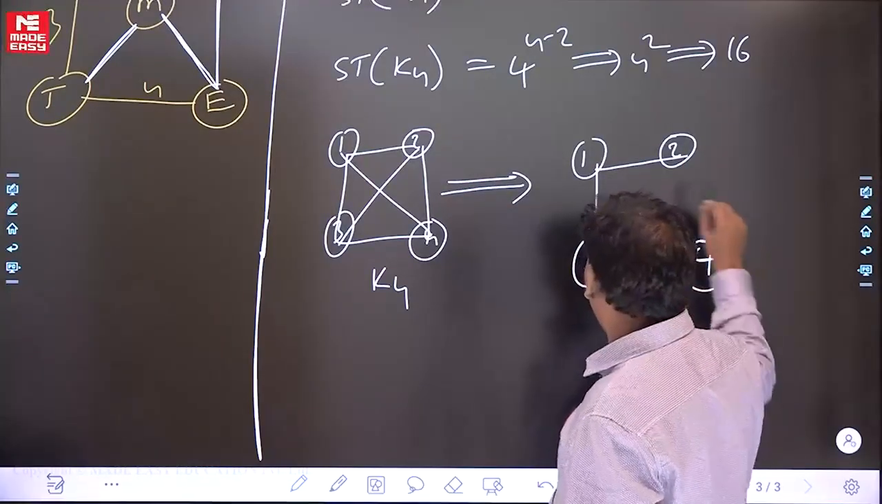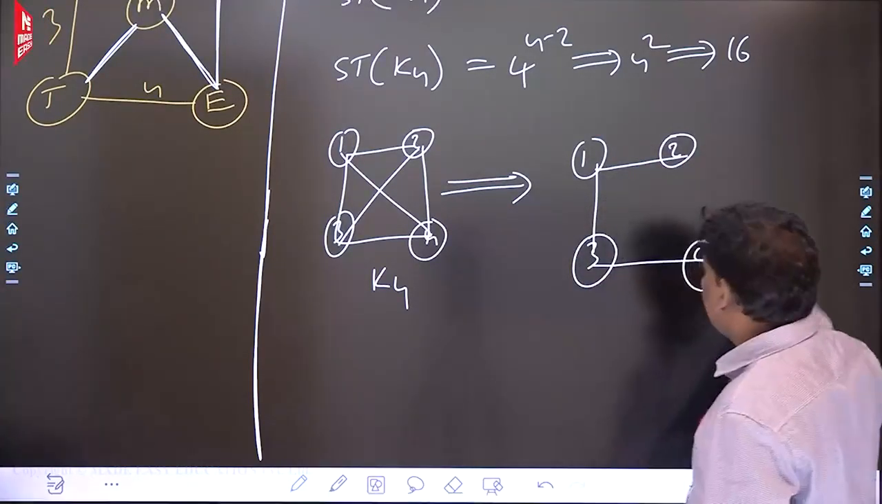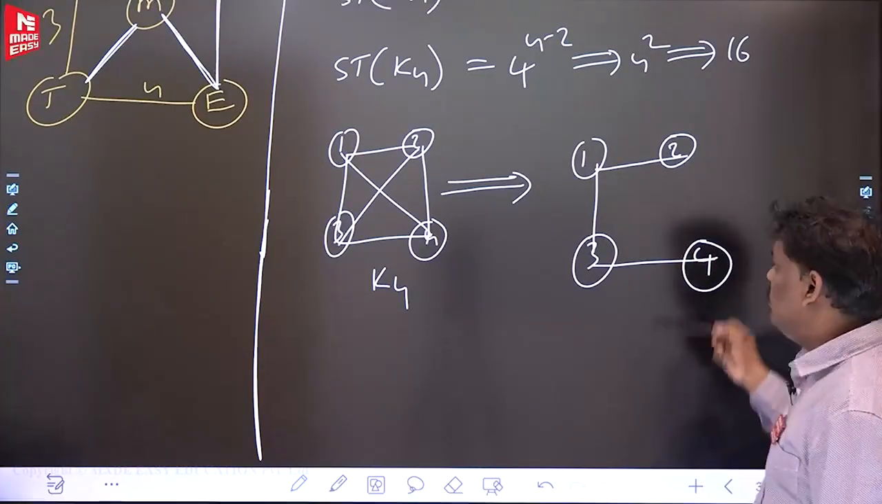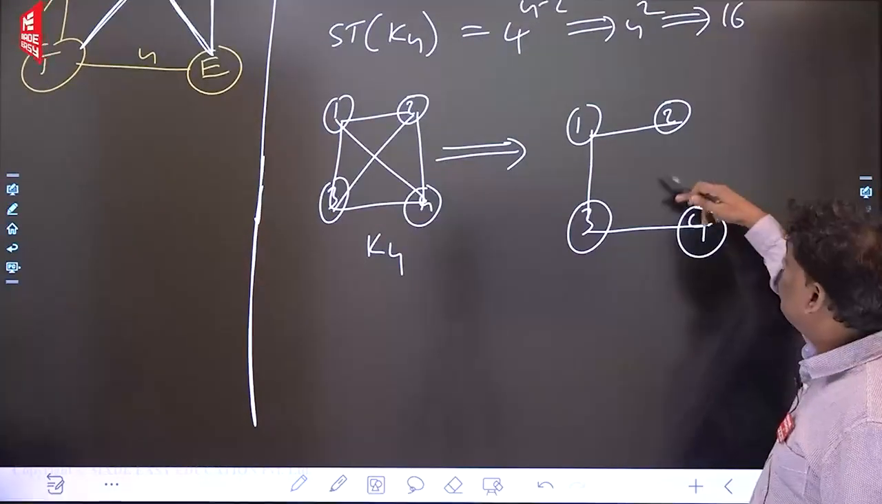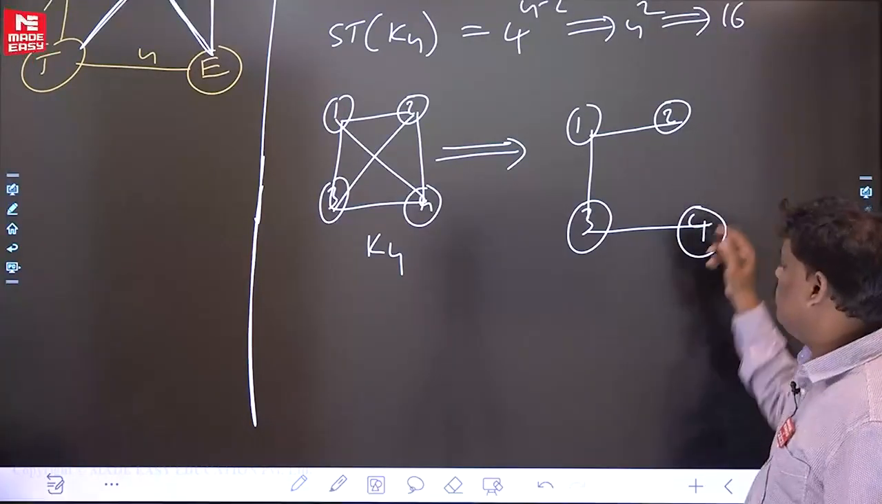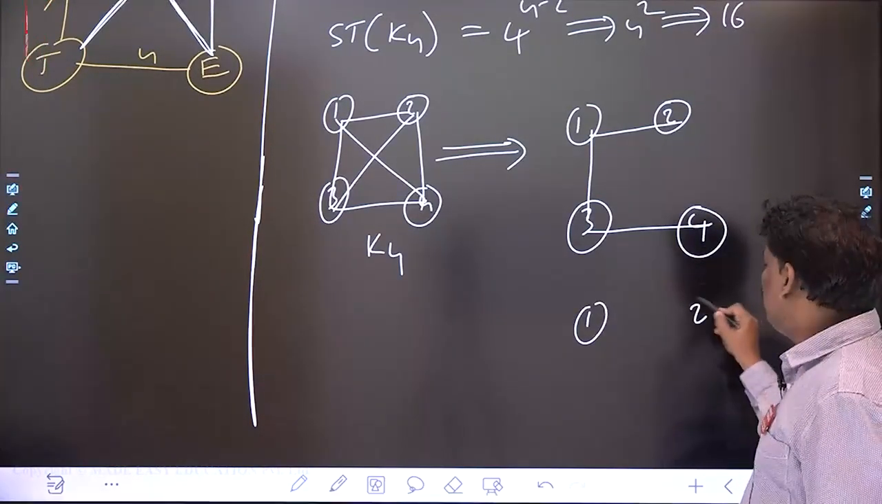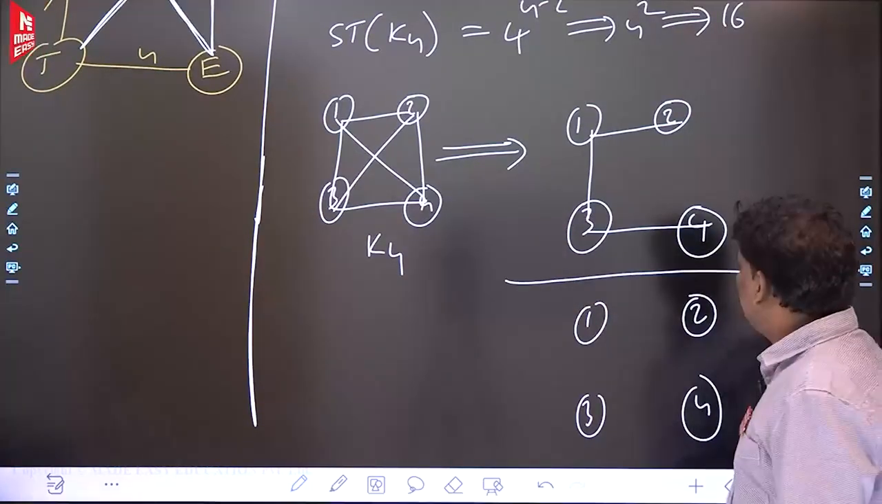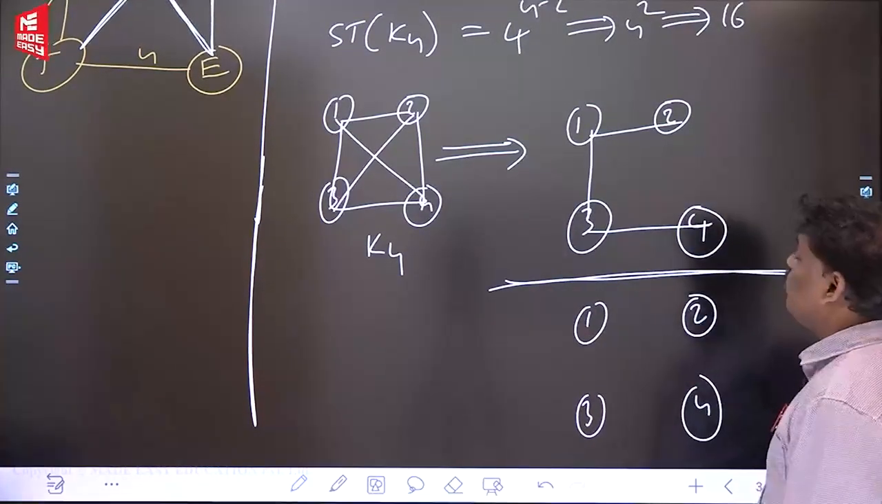This spanning tree contains how many vertices? Spanning tree means all vertices should be there. How many edges? 4 minus 1, 3 edges. Now listen, it is one spanning tree. Like that, how many spanning trees are possible? 16 possible. But see the interesting answer. 1, 2, 3, 4. One spanning tree I have drawn. And one more thing I want to ask.